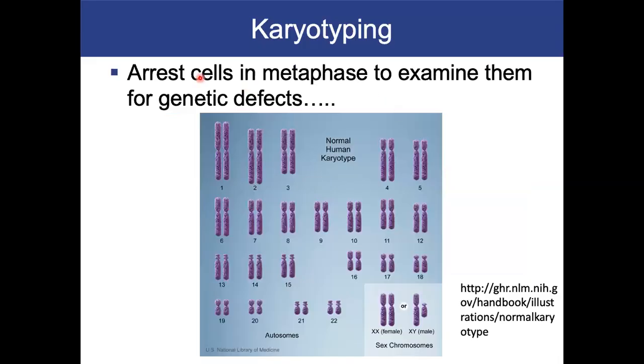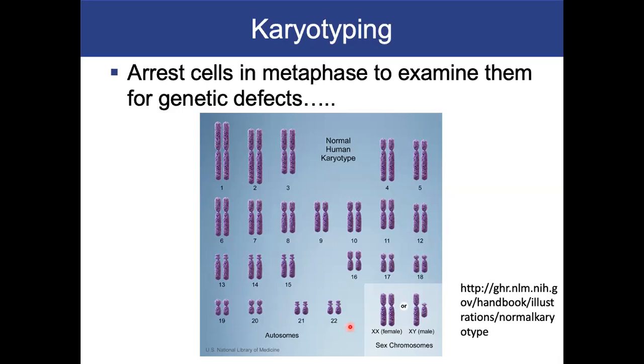You can actually arrest the cells in metaphase to examine them for genetic defects. This is called karyotyping. So they'll take a cheek swab of your cells or a blood sample, and they'll stop the cells from dividing, and they'll pull out your chromosomes, and they'll line them up, and they'll match them up. So this is chromosome pair 1, chromosome pair 2, 3, 4, 5, etc. Pretty cool, huh?